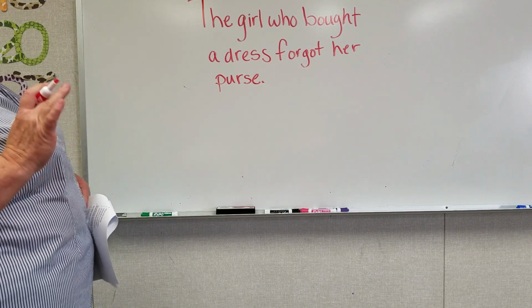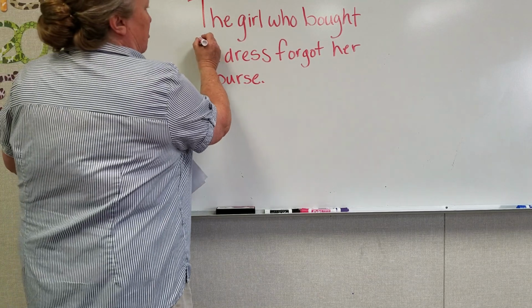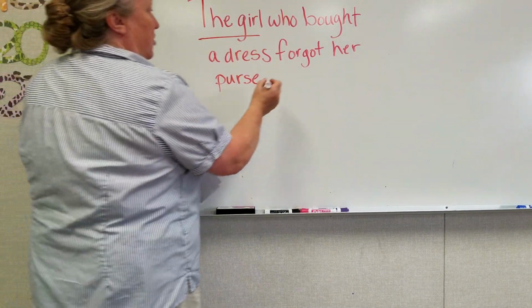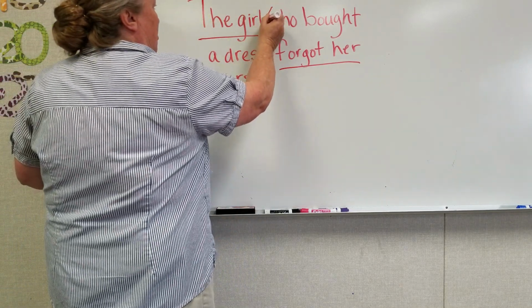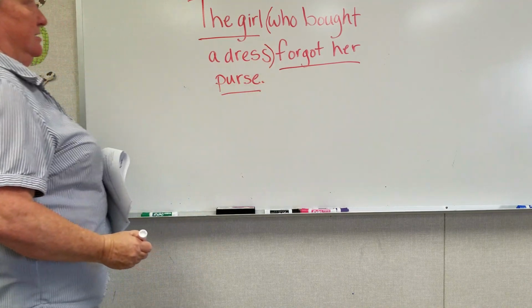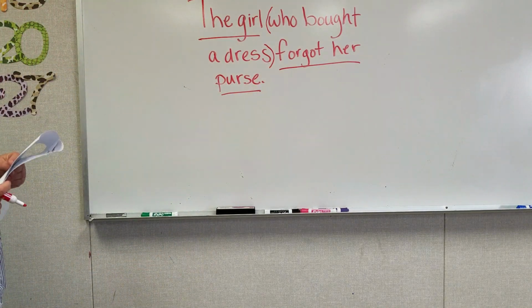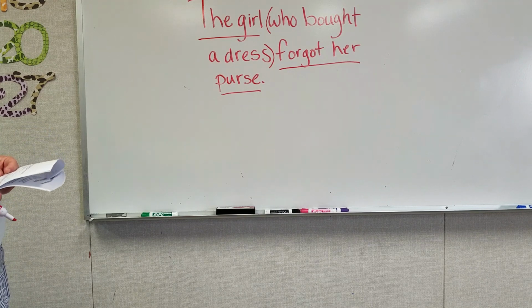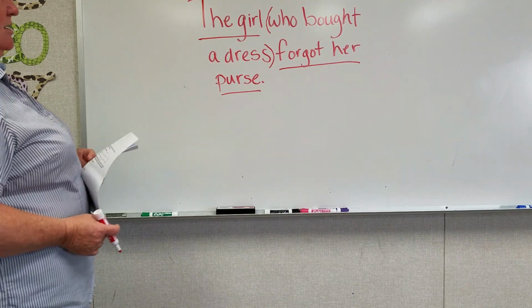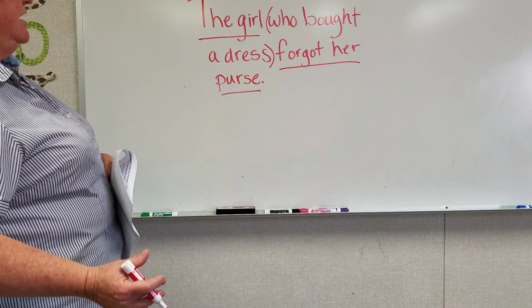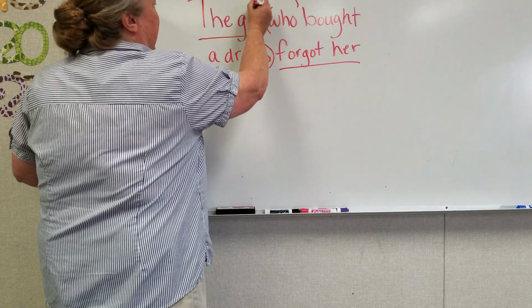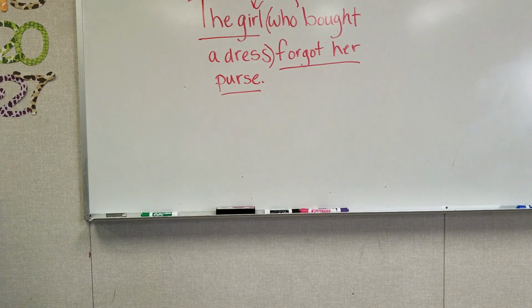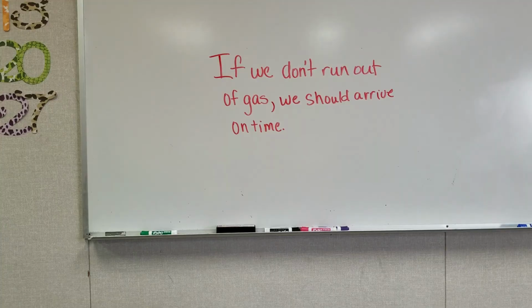Okay, what is our main thought in this sentence? Our main thought is the girl forgot her purse. So that makes our clause here, who bought a dress. Now we've got to decide whether this clause is acting as an adjective, an adverb, or a noun clause. These are pretty easy to figure out, because if they come right behind a noun and it's obvious they're talking about that noun, then it is an adjective clause. The girl, what girl? The girl who bought a dress. So in this sentence we have an adjective clause.